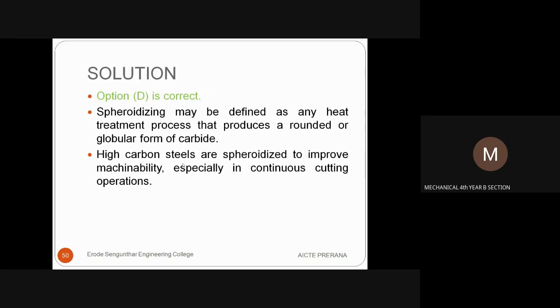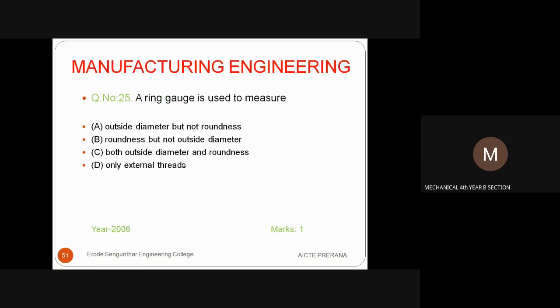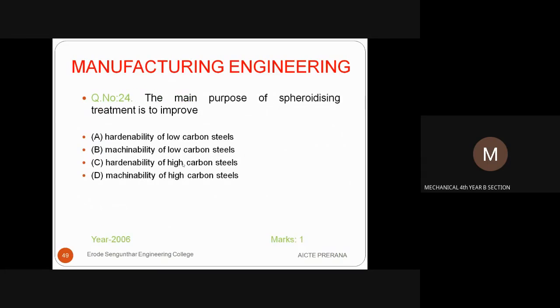So option D, machinability of high carbon steel. High carbon steel contains highly enhanced material properties, so the material property has to be reduced. For that particular purpose, the spheroidizing process is carried out.